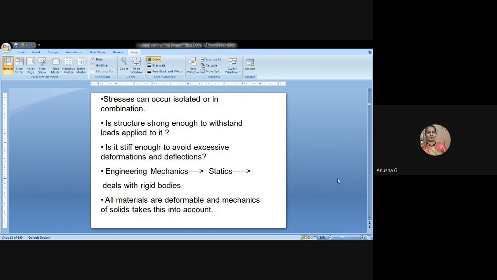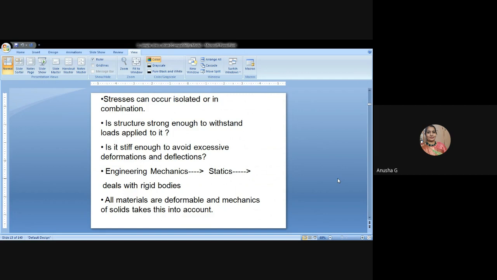First of all, you have to know what are the stresses that have to occur here. Stresses occur isolated or in combination. Is the structure strong enough to withstand its loads? Yes, sometimes we will say yes, because the structure will be a steel material that has to be strong enough to withstand the loads, whatever loads we apply on it. Is it stiff enough to avoid excessive deformation and deflection? No, it is not stiff, but it can hold the deformation, but at a certain point it will release the deformations and then deflections.